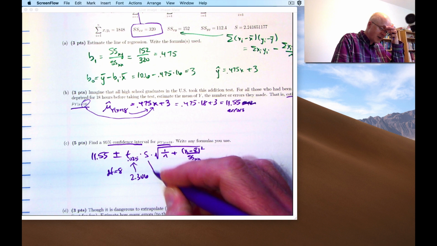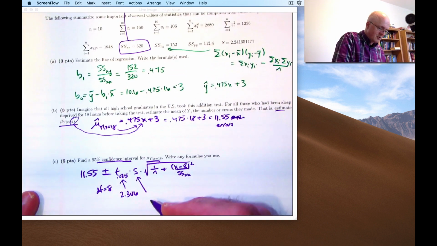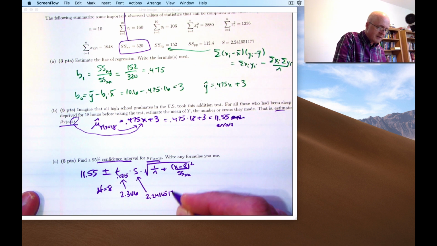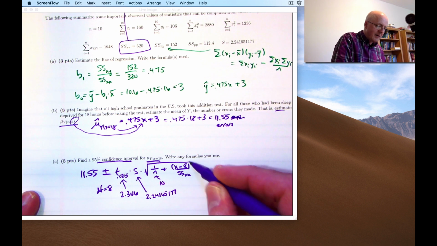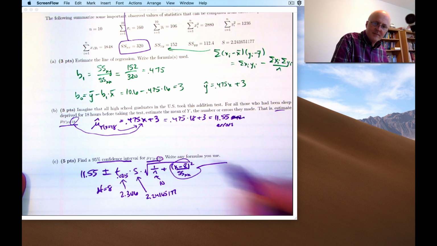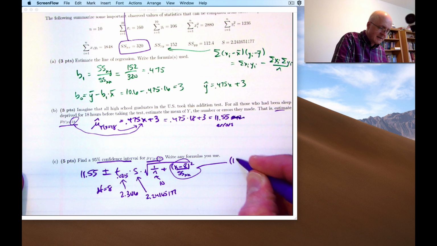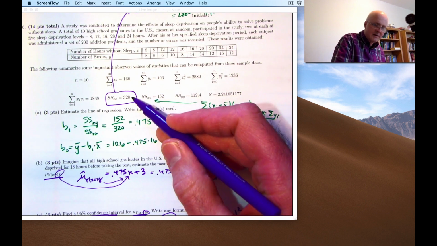What is S? That's the regression standard error. That is given up here to be 2.241651177. N is 10. Again, X is, we're talking still about 18 hours of sleep deprivation. X bar we found earlier was 16. SSXX is given up here again. That's the 320.